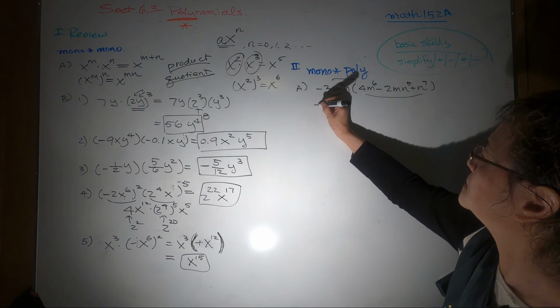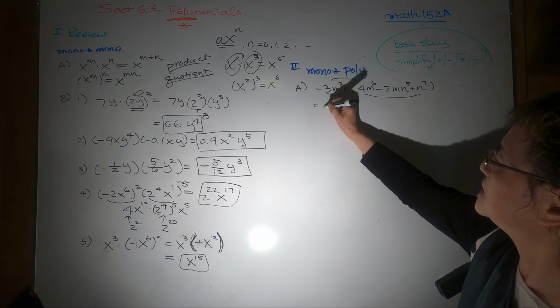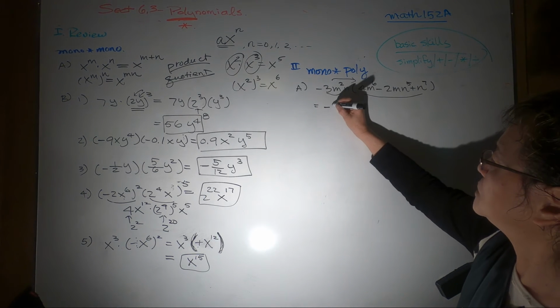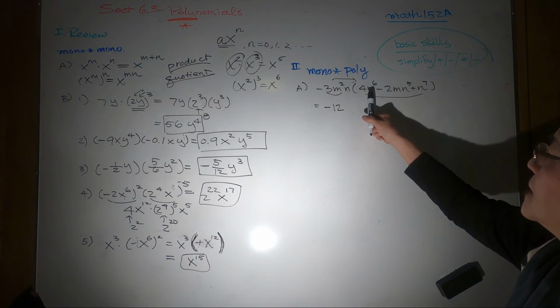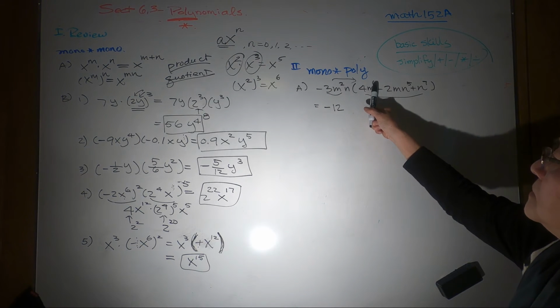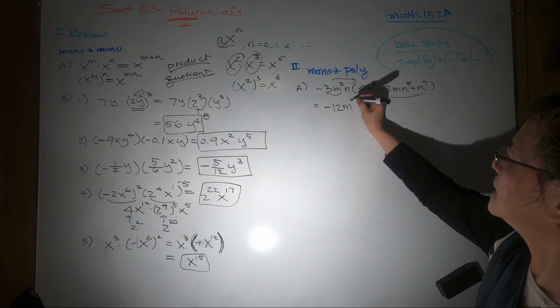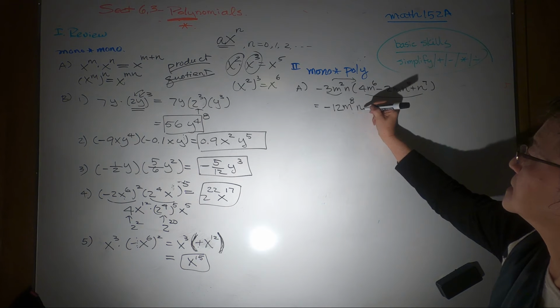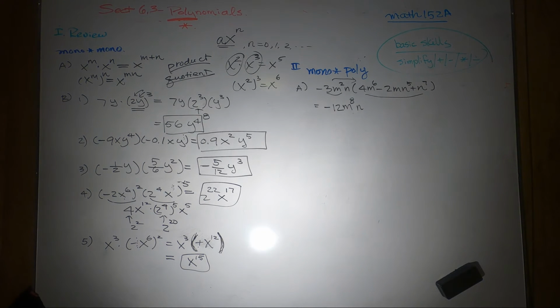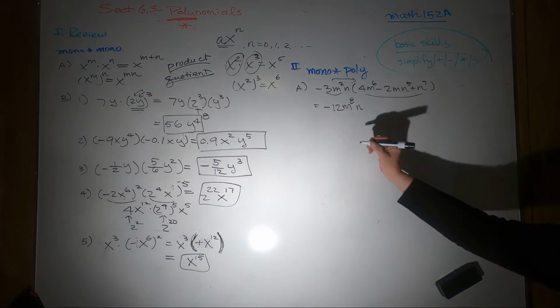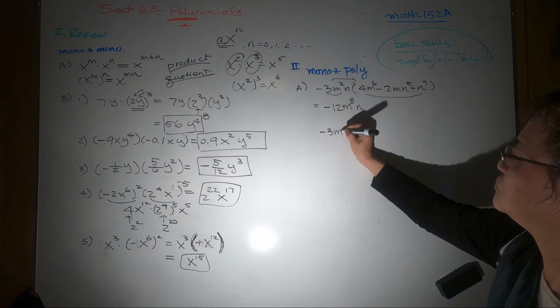So first one, negative times positive, negative. 3 times 4, 12. Right? Then m squared times m to the sixth. How many m's? m to the eighth. And that's that. Right? Some of you just don't see it right away. Then you need to write it individually.